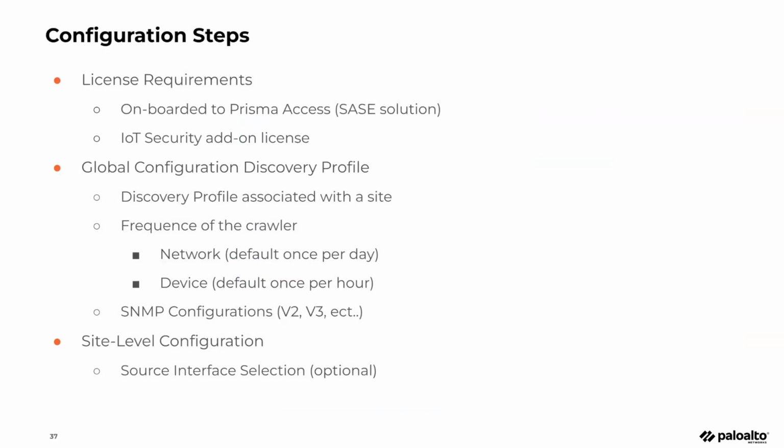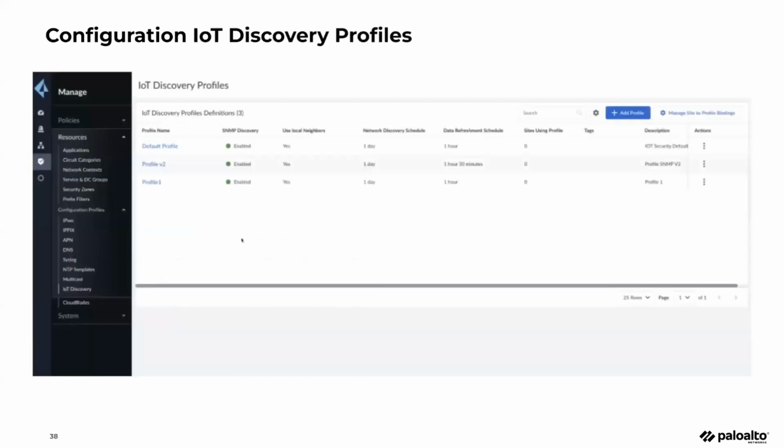Now, this is still a Prisma Access function, so you'll need Prisma Access to do the enforcement for now. And then the IoT Security add-on license. Now, we'll kind of walk through the configuration a little bit here. It's pretty simple to configure, really.